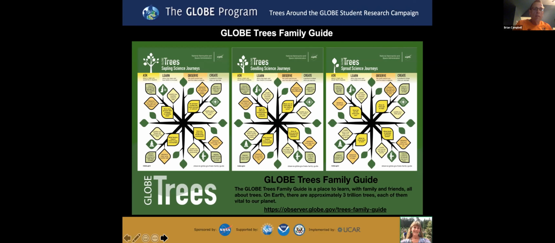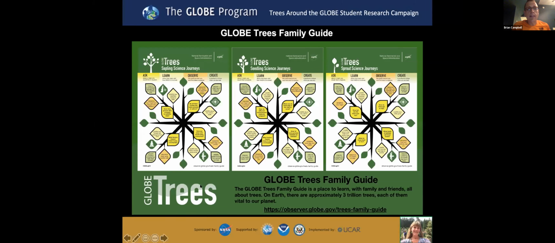We add kind of the STEM stuff here, but we also add STEAM. We add art into it. You can create poems and write in your scientific journal all about trees and land cover and things like that. And we have them divided into age groups all the way from the youngest of sprouts through seedlings and saplings, which brings you all the way through adults.